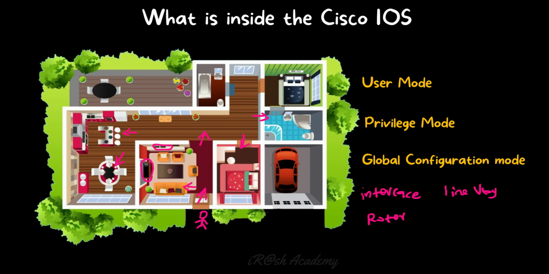If you want to configure a specific feature, then you don't have that option in user mode. You don't have that option in privilege mode. You need to go to the global configuration mode, same like the main hall of this home. Then from there, you need to go to the sub options like interface, line VTY, router, same like the kitchen, dining table or bedroom, etc. So this is the concept of Cisco iOS. I just showed you an example with the help of your home to make this understanding very clear. So as we discussed, when you enter a Cisco device the first time, you are landing into the user mode.